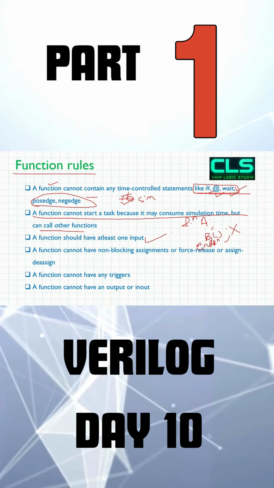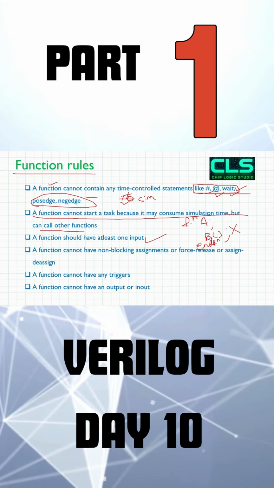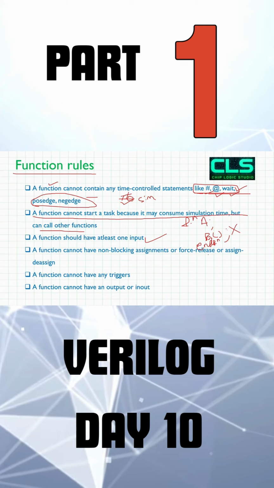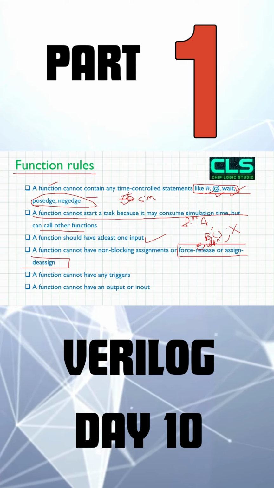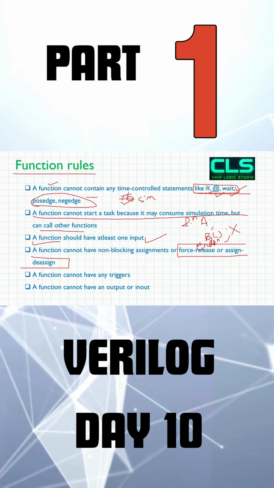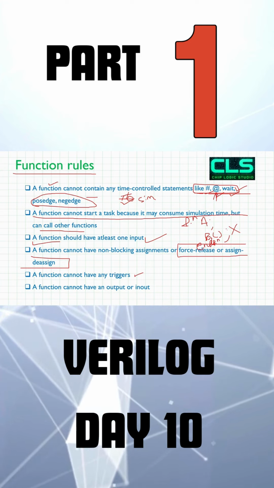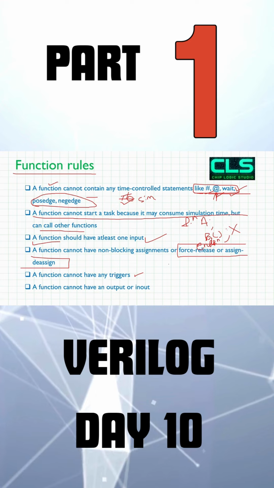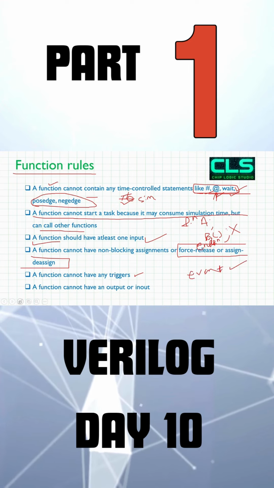A function should have at least one input. A function is doing some process, so it needs some input. So you must give some input. A function cannot have a non-blocking assignment, or force, release, assign or deassign. I will create a video for assign and force release. A function cannot have triggers, like an always block, at the rate, or any trigger elements like events. Events are also one thing in SystemVerilog which we cannot use inside our function.